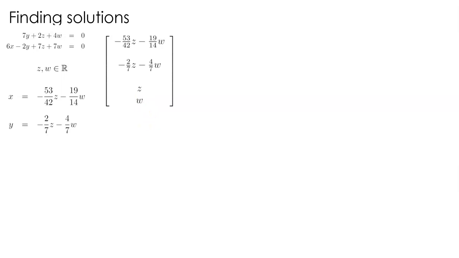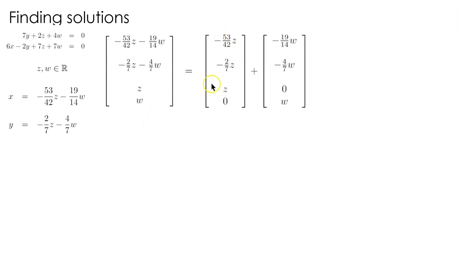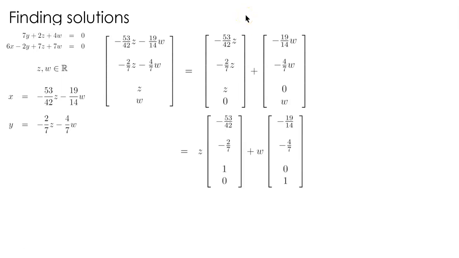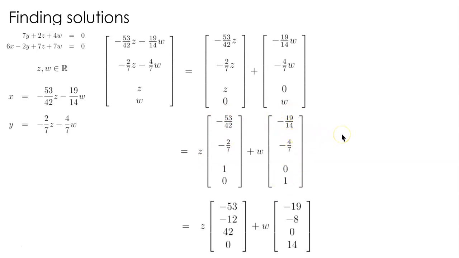I can split these up into the z's and the w's. So here are all my z's and here are all my w's. I just unadded these 2 vectors. So this first one, I can pull out all the z's, and the second one, I can pull out all the w's. So I have this. And again, fractions are annoying. So I want to pull out a 1/42 over here and pull out a 1/14 here. So I get z times that first vector plus w times that second vector.